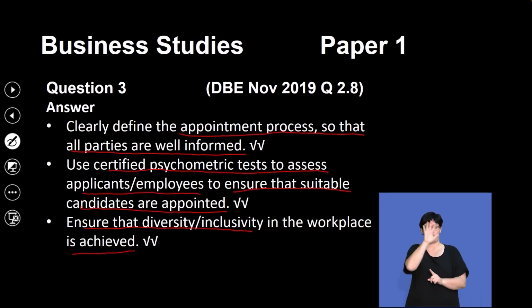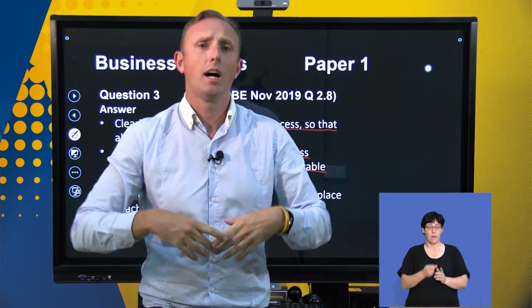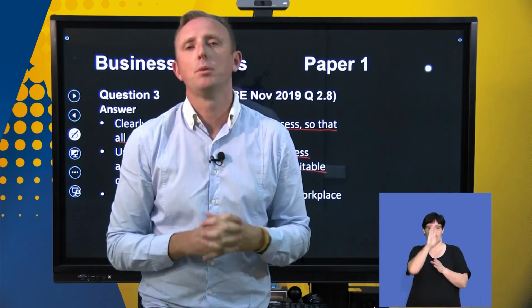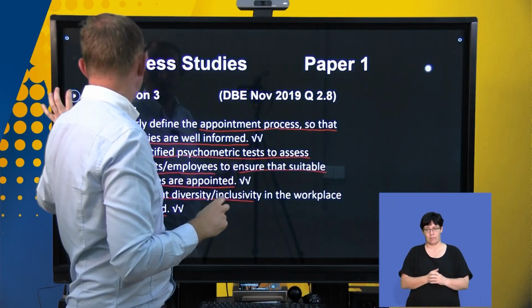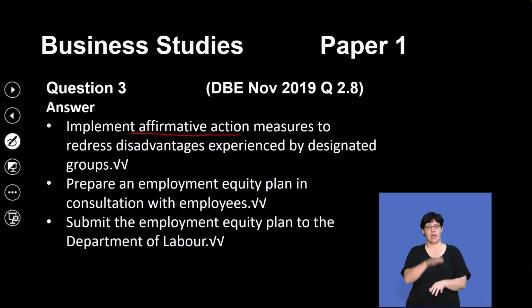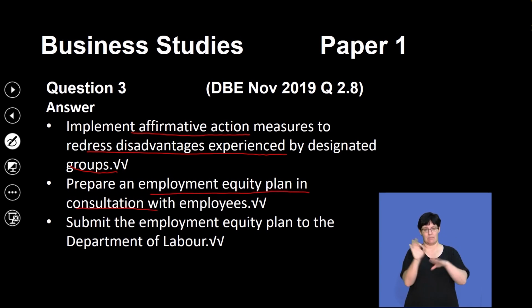Right? If we look at South Africa, we're a very diverse country. Right? We've got to ensure that everyone is able to be included because that's going to create a much more productive and a stronger culture in the workplace. Implement affirmative action measures to redress disadvantages experienced by certain groups in the past. Right? We have to prepare an employment equity plan in consultation with the employees to make sure that everyone is on the same page, right?